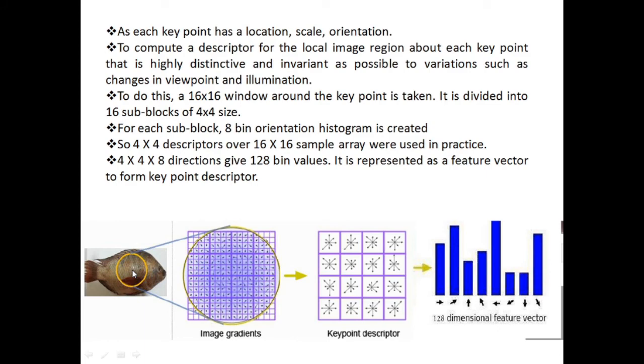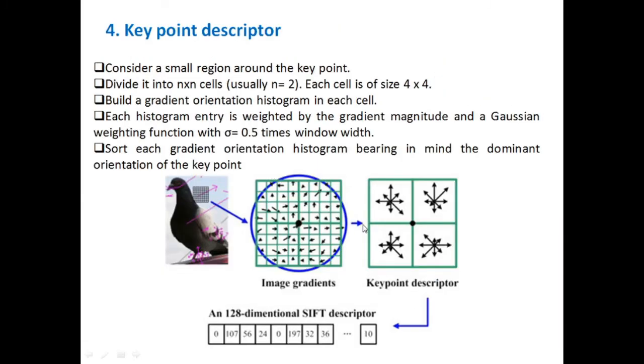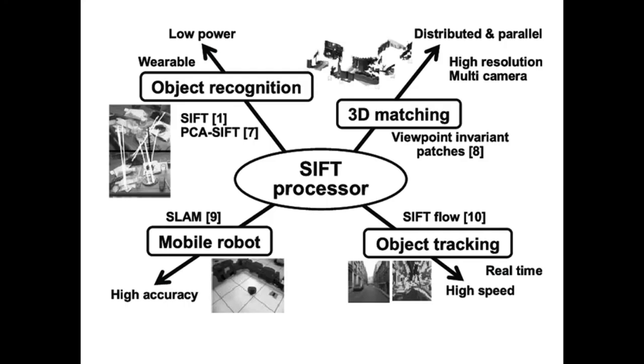That means every key point is represented by a feature vector, the key point descriptor, which is of 128 bit length or 128 bin values. So this is my final result: each and every point is a 128 dimension feature vector. This is how one can find the key point descriptors in the SIFT algorithm.